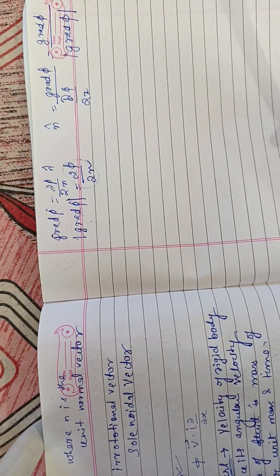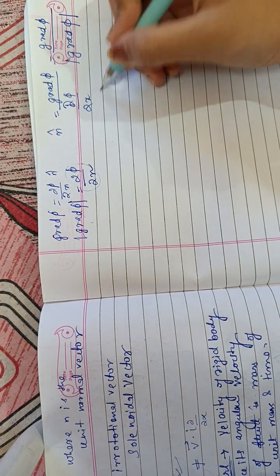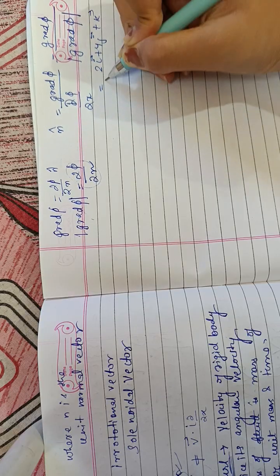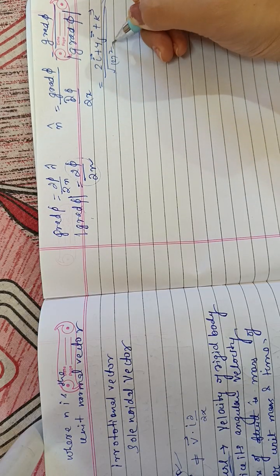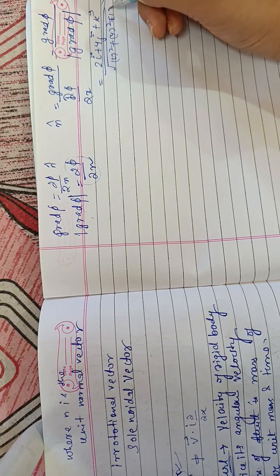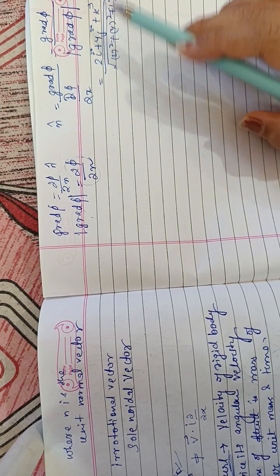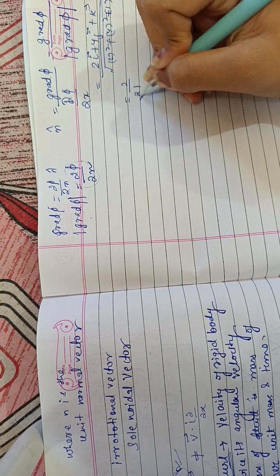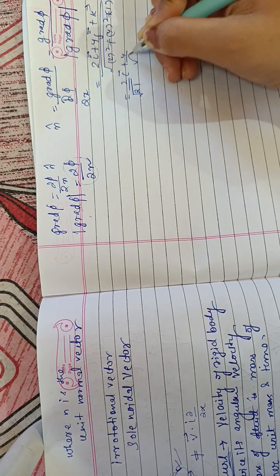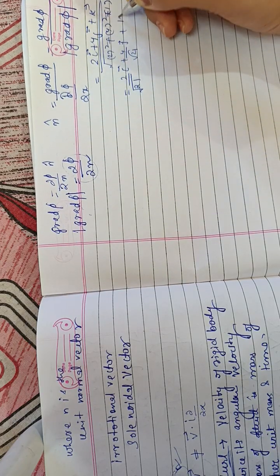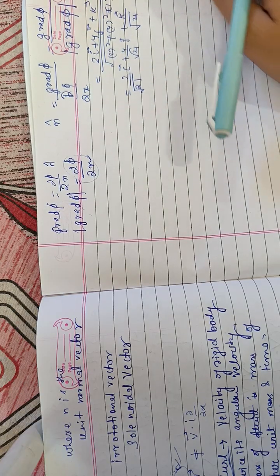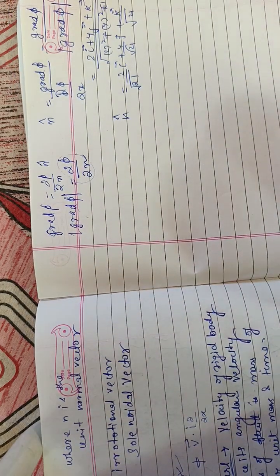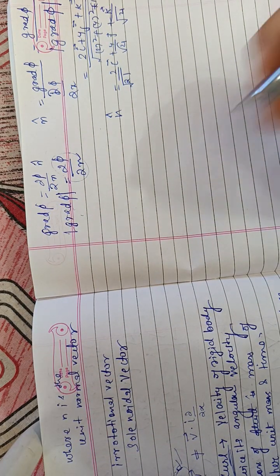Now the value of grad phi is very simple, that is 2i plus 4j plus k, and its magnitude will be the root of 2 square plus 4 square plus 1 square, and this is 4 plus 16 plus 1, that is 21. So this is nothing but 2 upon root 21 i plus 4 upon root 21 j plus k upon root 21. Okay, this was so simple, and this is the value of this unit vector. Okay, now example number 2.